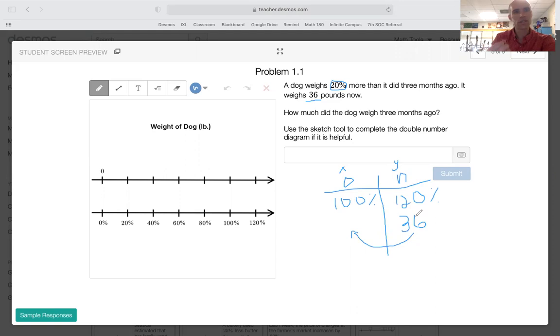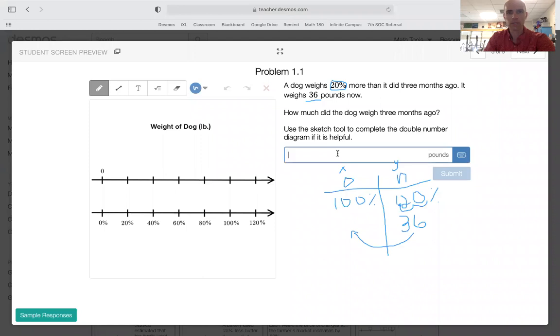And our K is just going to be the percent in this case, because we could do Y divided by X, which would be 120 divided by 100. But when you do that, dividing by 100 just moves the decimal point over 2 spaces, 1, 2, and we get 1.2, AKA the decimal representation of 120% is 1.2. So we're just going to divide 36 by 1.2 to get our answer here.